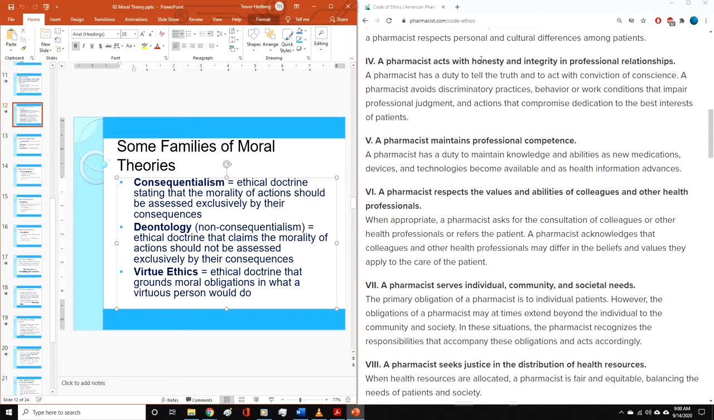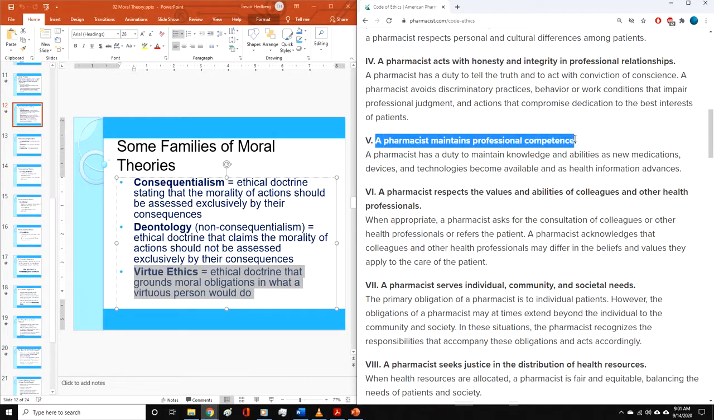Here, a pharmacist acts with honesty and integrity in professional relationships. Well, honesty and integrity are both virtues. So here we actually have a virtue ethical consideration, right? Being a good professional pharmacist isn't just about following the rules, it's also about acting with certain virtuous traits of character, honesty and integrity being among them.